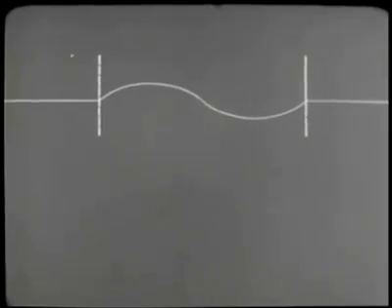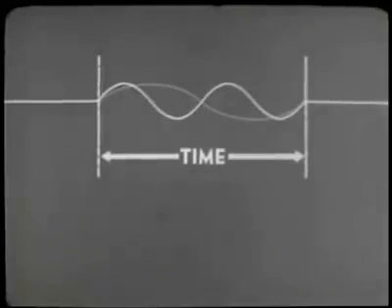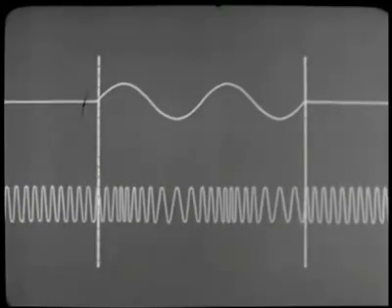This question can be answered by changing the frequency of the audio signal and observing the results in the carrier. If the frequency of the audio signal is doubled, then in the same period of time, there will be 2 complete cycles instead of 1. Note that the amplitude of the 2-cycle audio signal is the same as the amplitude of the single-cycle audio signal. Now let's see what this has done to the carrier.